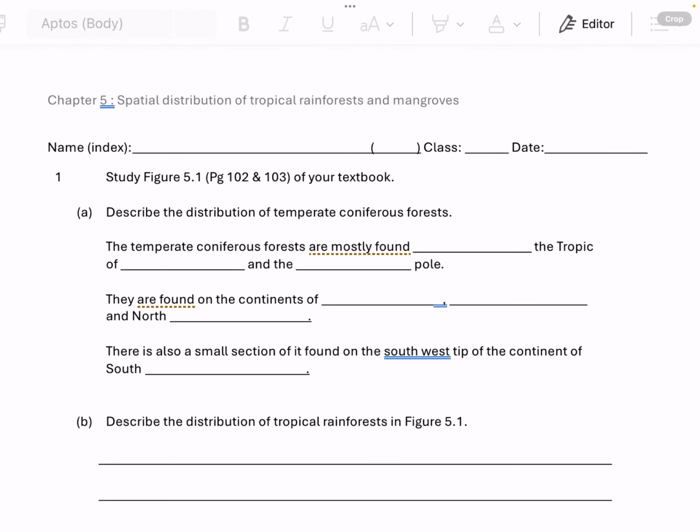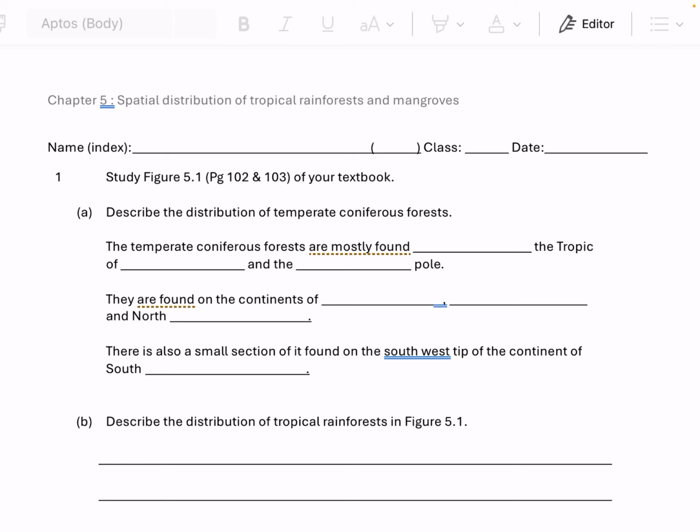Okay, welcome to the walkthrough for the booster assignment for chapter 5, spatial distribution of tropical rainforests and mangroves. This walkthrough will guide you to reevaluate what you have done in your own answers and to also see if you have got most of the content that's required down.